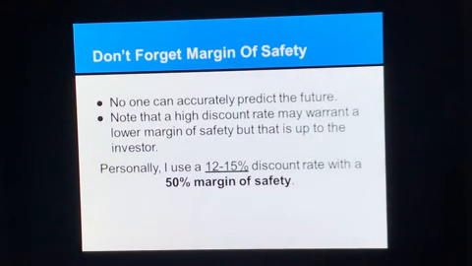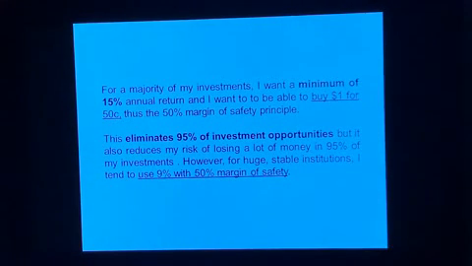So we will not forget the margin of safety. What is the margin of safety? Margin of safety is basically calculated because no one can accurately predict the future. Note that a high discount rate may warrant a lower margin of safety, but that is up to the investors. Personally speaking, we can use a 12 to 15% discount rate with a 50% margin of safety. So for the majority of investments, we can use a minimum of 15% annual return to buy $1 for 50 cents.